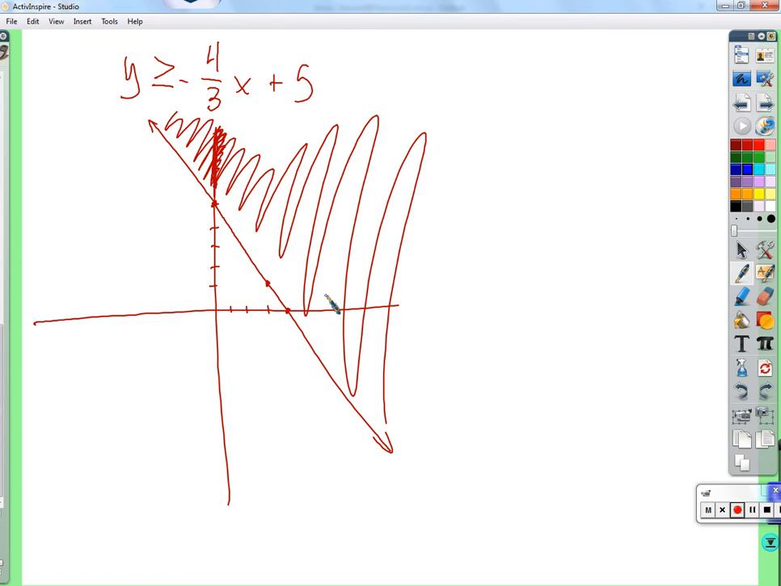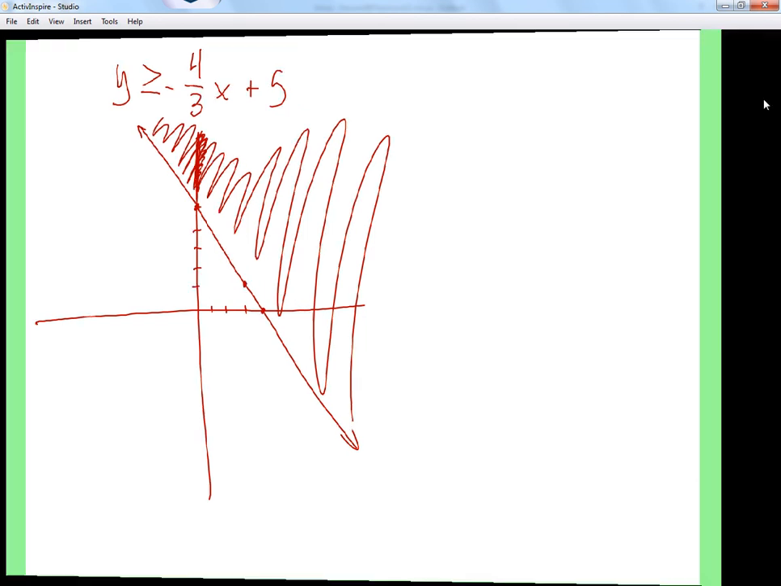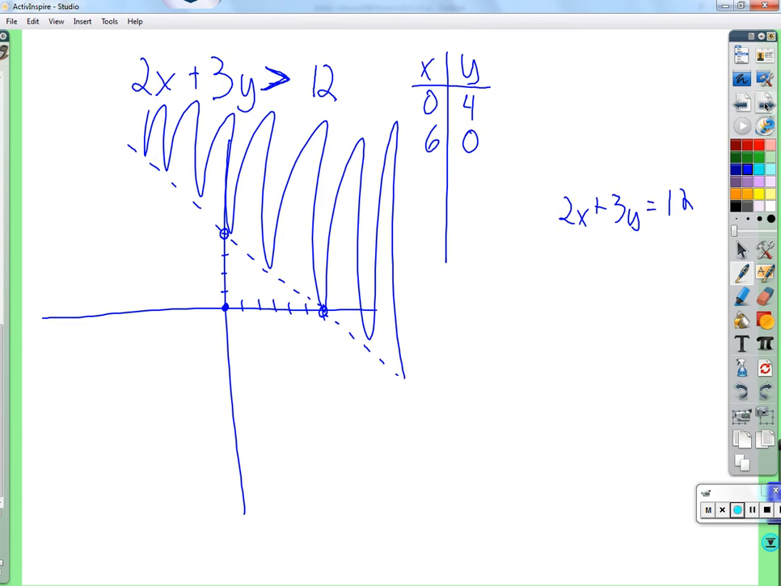How do you feel about inequalities in two variables? Indeed, that's inequalities in two variables. I'm glad you feel decent about it.